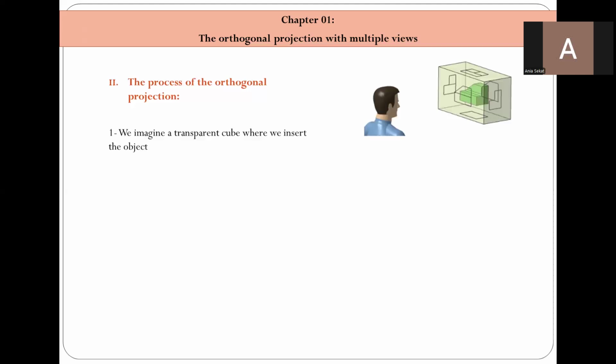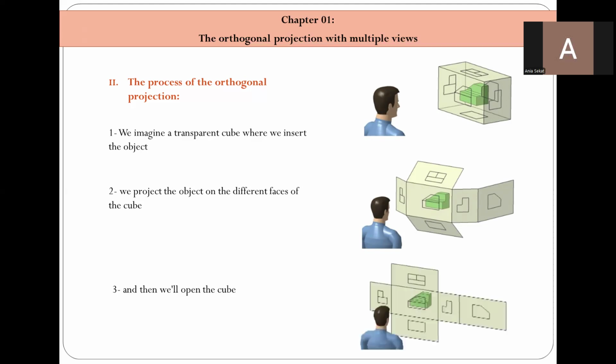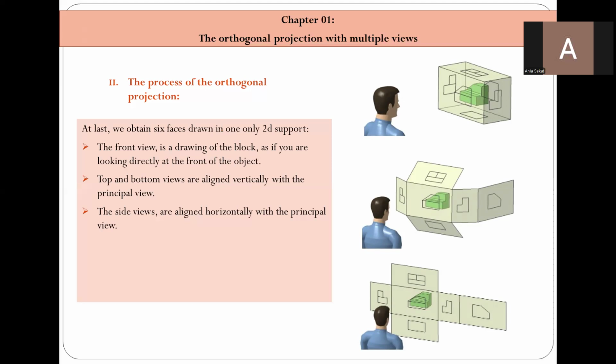The process of orthogonal projection. First, we imagine a transparent cube where we insert the object. Second, we project the object on the different faces of the cube. And third, we open the cube. At last, we obtain 6 faces drawn on only one 2D support.